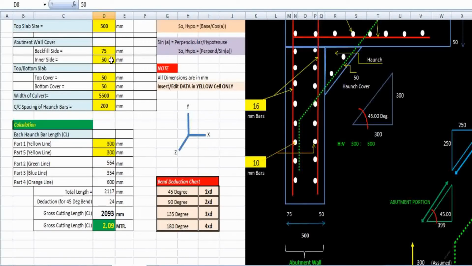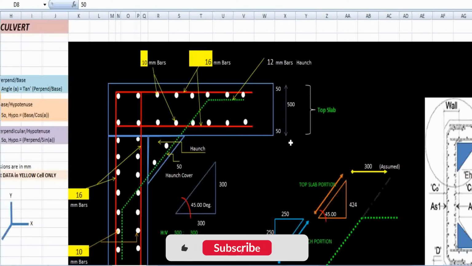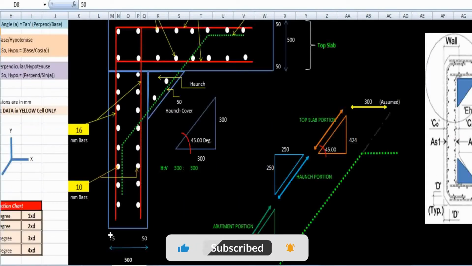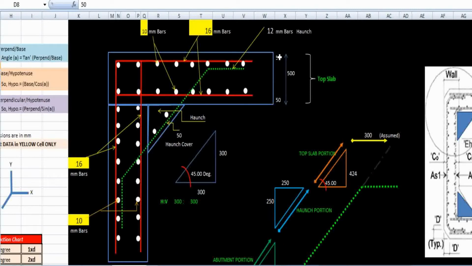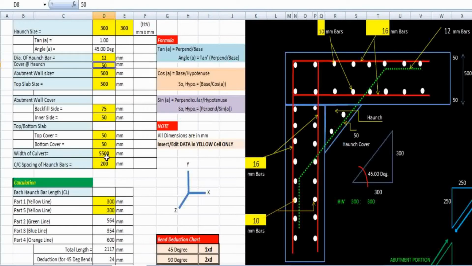Inner side wall having the cover of 50 millimeter, bottom and top slab of the top cover having 50 millimeter, bottom cover is 50 millimeter. That is the top slab having top or bottom. If you have the bottom slab, then you also have to give the cover as per your requirement, 50 mm and 50 mm. Okay, and the width of culvert I have taken here 5500 millimeter.